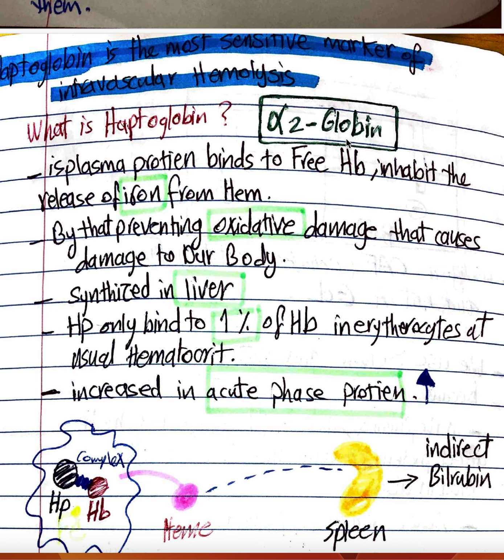It's synthesized in the liver, it's actually a plasma protein. Most of the proteins are synthesized in the liver.